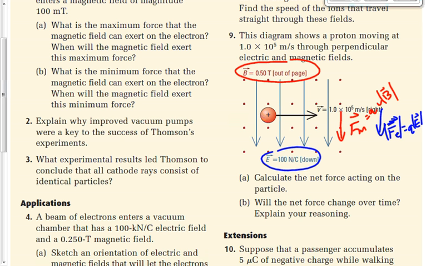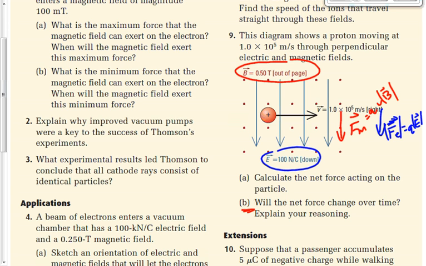You just use QVB. I mean, if you get the answer in the back of the textbook using QVB, then their answer is wrong. Because if you're looking for the net force, it's got to be both of those forces combined, right? So whatever QVB is plus whatever Q times E is. Now, question B, this is a question that I really like here. Will the net force change over time?